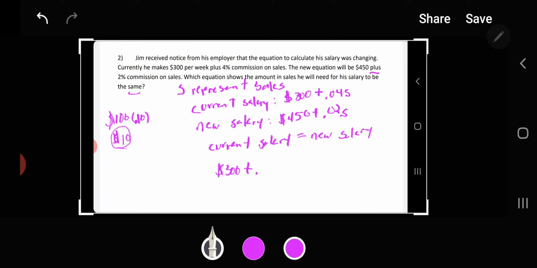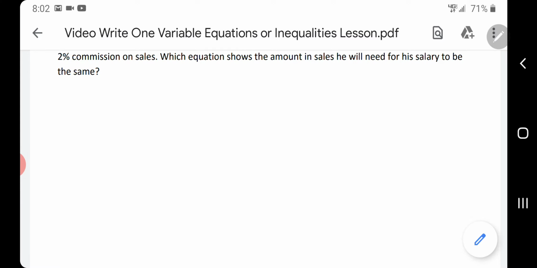plus 0.04 or 4% of his sales. We want it to equal this new salary of $450 plus 2% or 0.02 of his sales. So there's our equation. And once again, we're not solving, but we could use this to solve how much in sales he would have to do in order to make the same. All right, moving on.